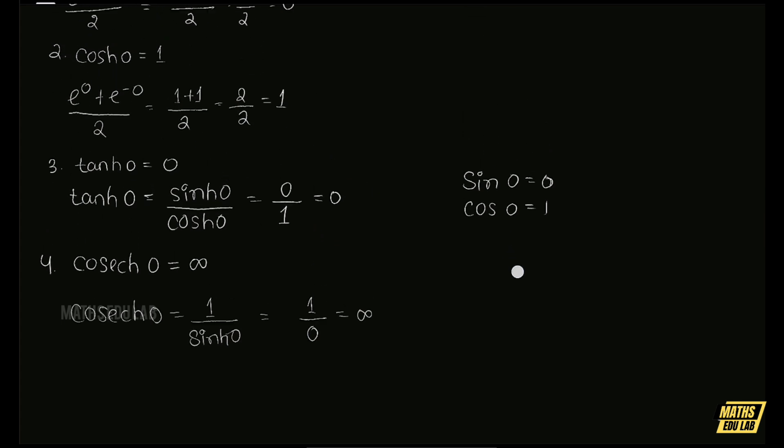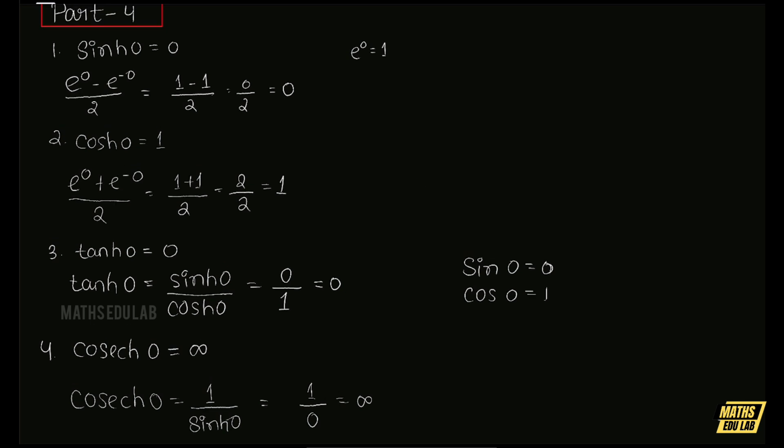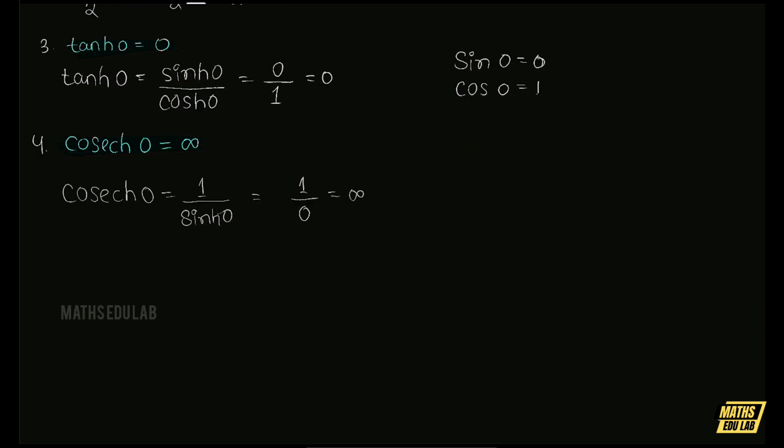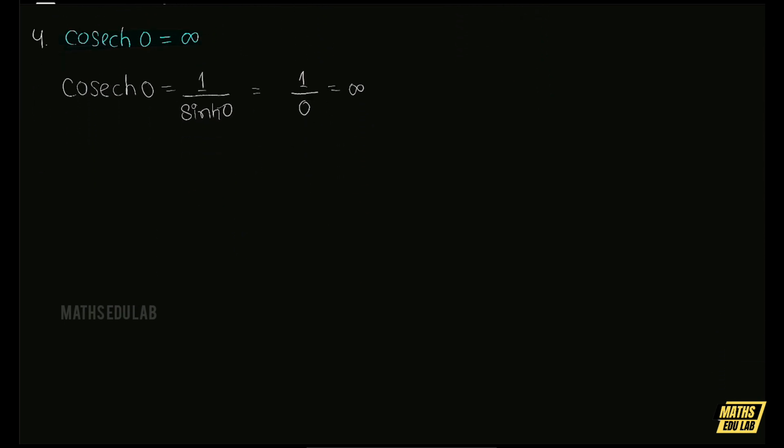So these are the four results and there are two more results. Let me highlight this one. The sine hyperbolic 0 is equal to 0 and the cos hyperbolic 0 is 1. Then tan hyperbolic 0 is 0 and the other one is cosec hyperbolic 0 is equal to infinite. Similarly, let's go for the fifth one. So these results will be useful when we solve the problems.